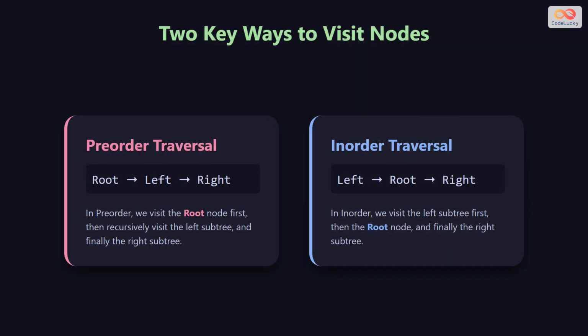To solve this problem, you need to understand two traversal methods. First is Preorder Traversal, where we visit the root, then the left subtree, and finally the right subtree. Second is Inorder Traversal, where we visit the left subtree first, then the root, and finally the right subtree. These specific orders are the key to unlocking the solution.